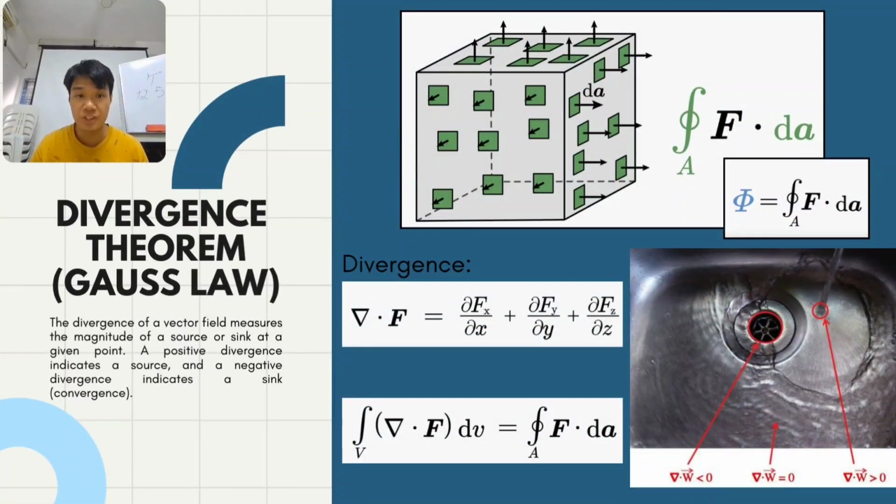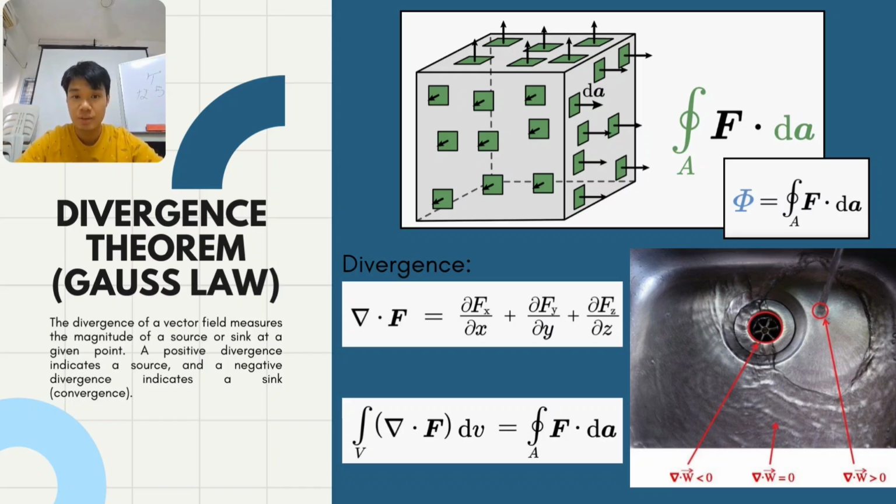We have here the divergence theorem, also known as Gauss' law. The divergence theorem relates the flux of a vector field through a closed surface to the divergence of the field inside the surface. That means the divergence of a vector field measures the magnitude of a source or sink at a given point. Alright, let's look at the right-hand side equation.